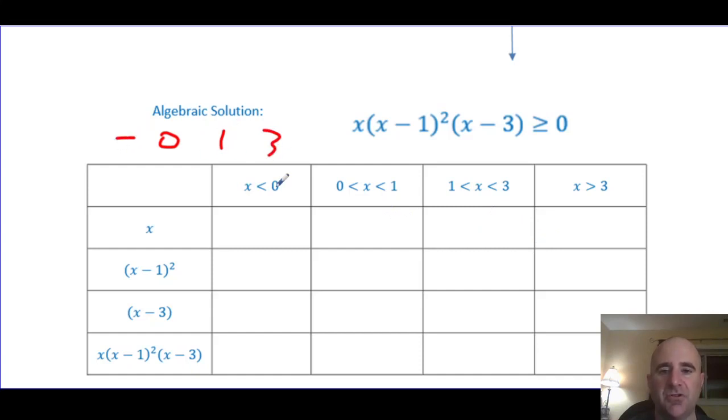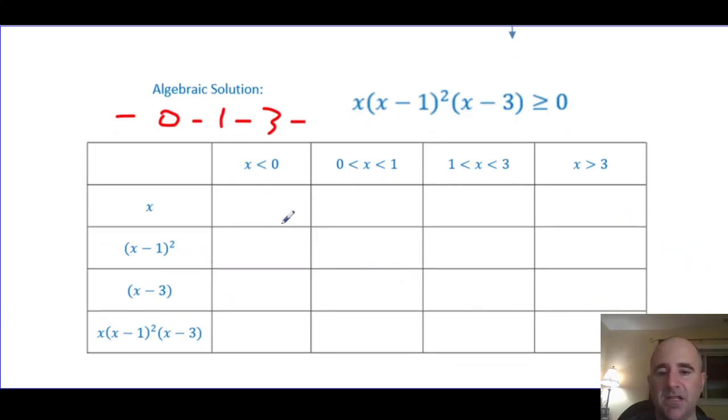One before 0, right here. One between 0 and 1, right here. One between 1 and 3. And then one after 3. So all we do is we think of a number. It doesn't actually matter in this case. Any number less than 0, we know whether these will be positive or negative. It doesn't matter what number you pick less than 0. You can pick -1, you can pick -10, it doesn't matter.